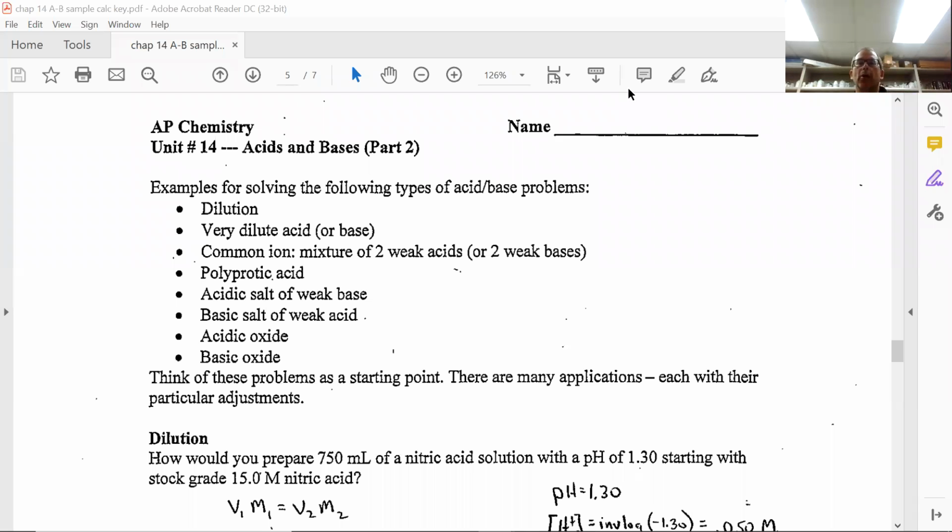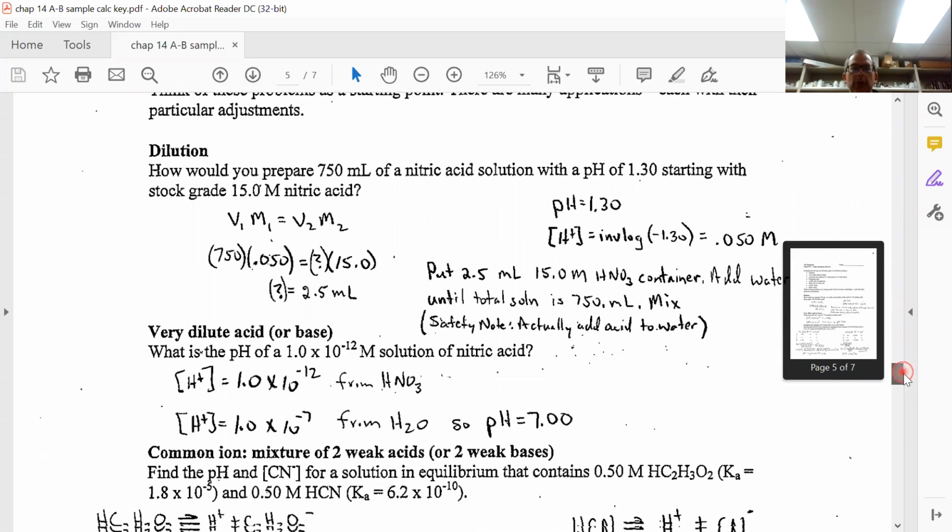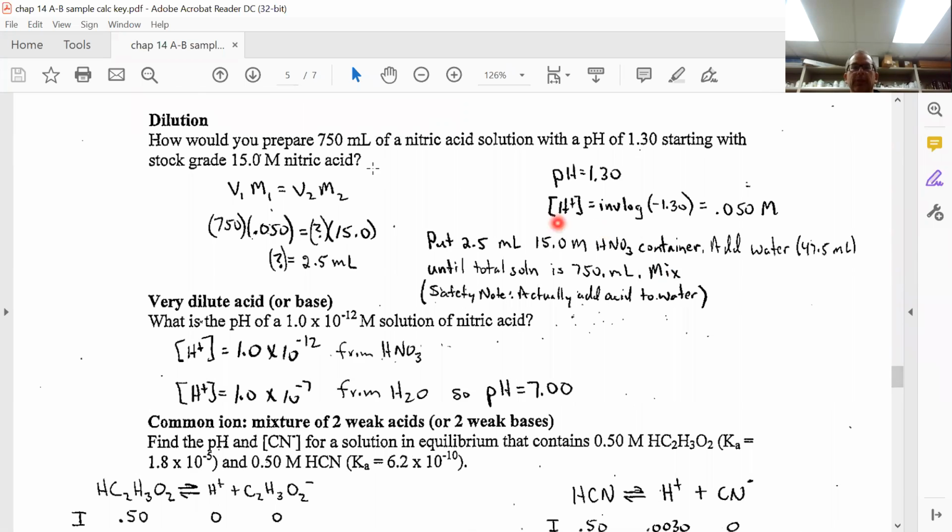In this video, we are going to look at page number 11, I believe. It covers a dilution, a very dilute acid, and the common ion effect when you have a mixture of two weak acids. So we look at these types of problems, and the first one is a dilution.